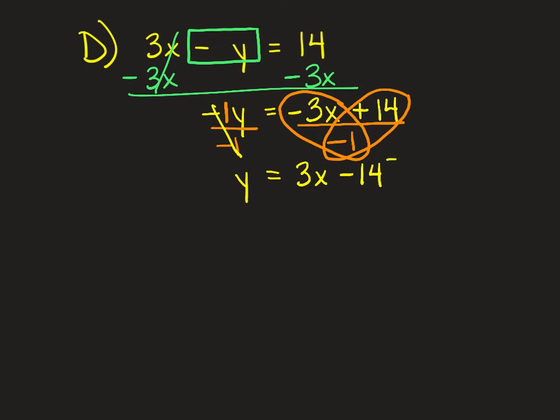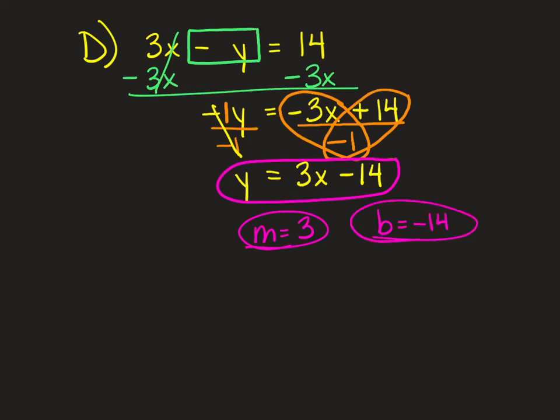And so our equation is now in slope-intercept form, y equals mx plus b, where m is the number multiplied by x, that's 3, and b is the number that's by itself, behind x, that's negative 14. And we're finished.